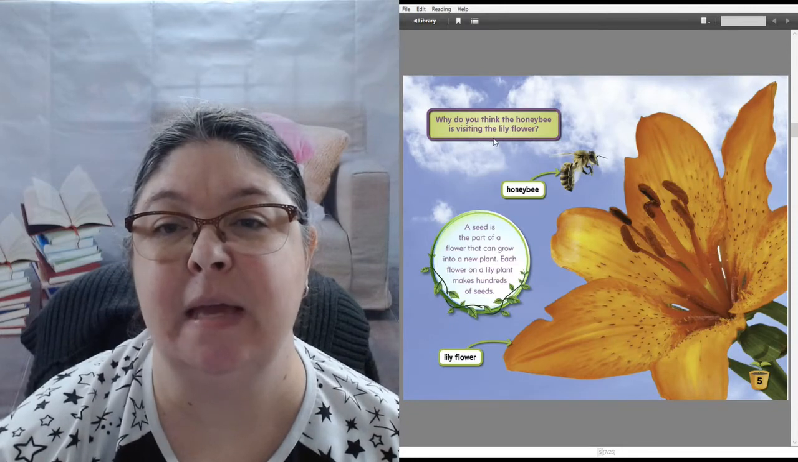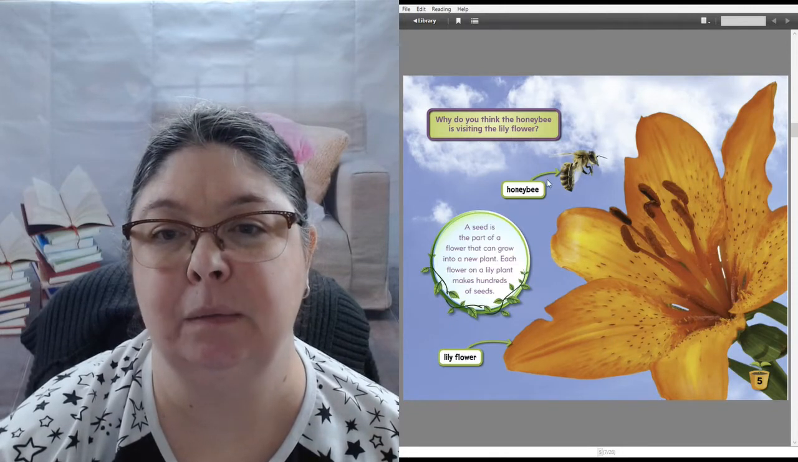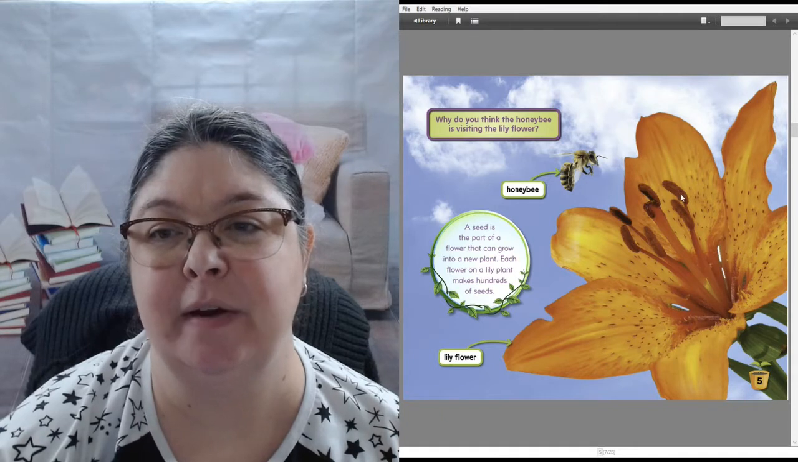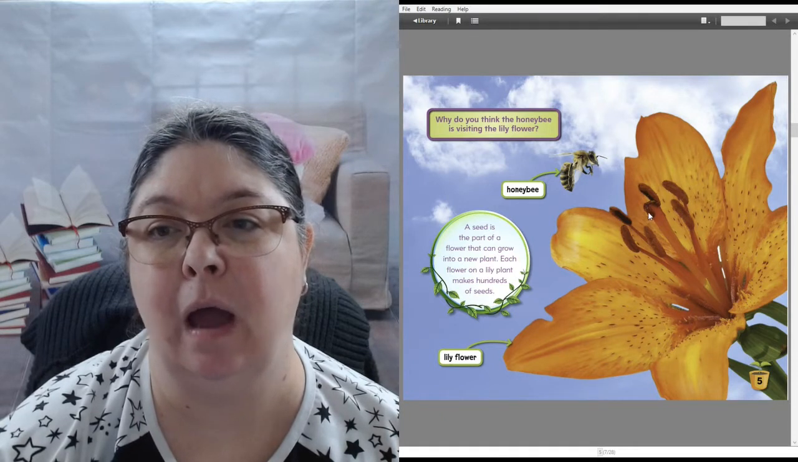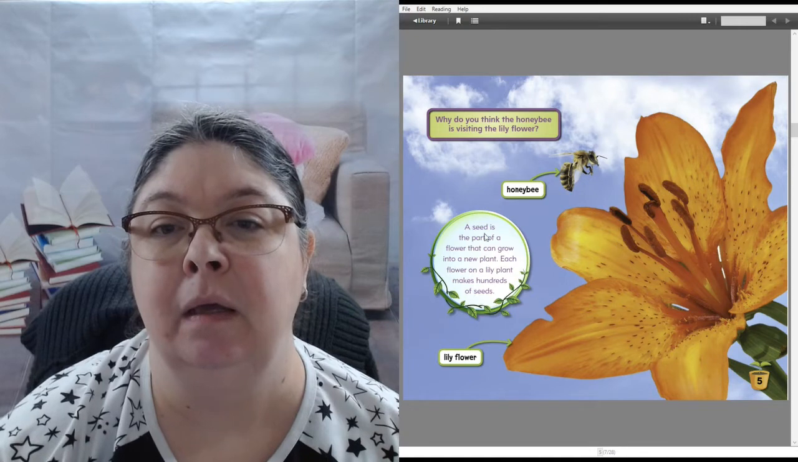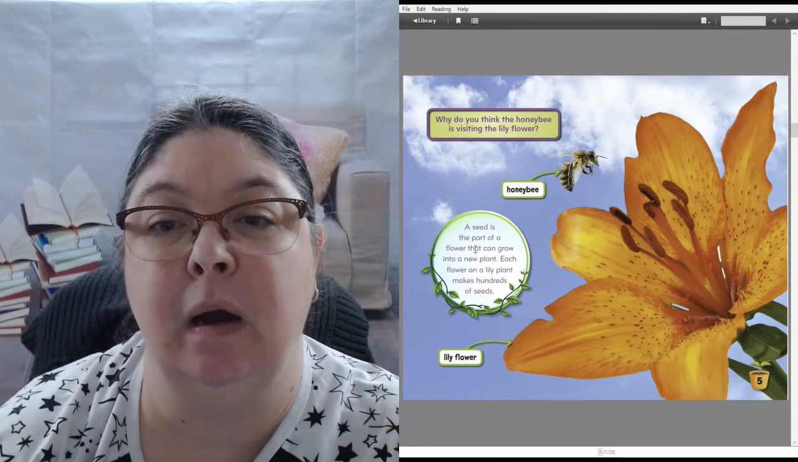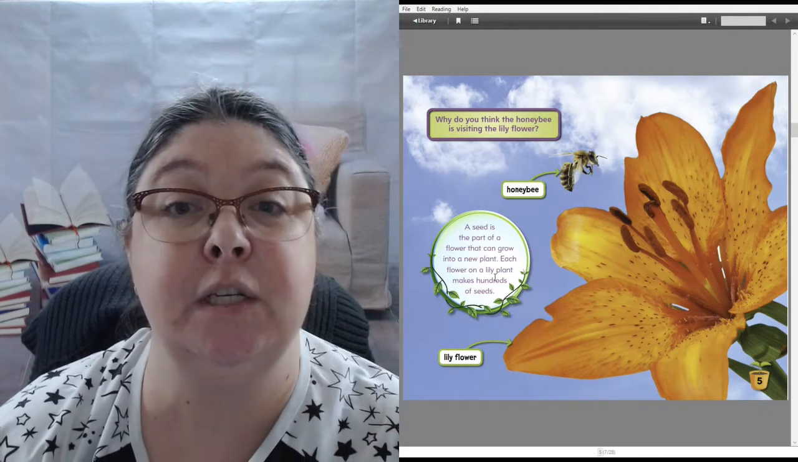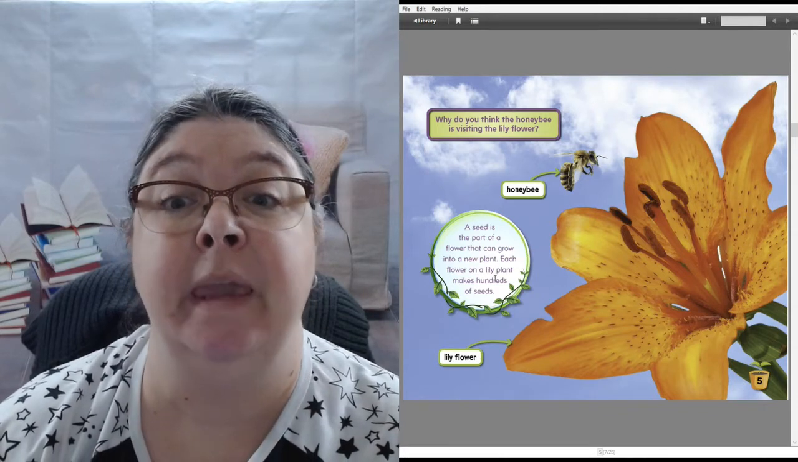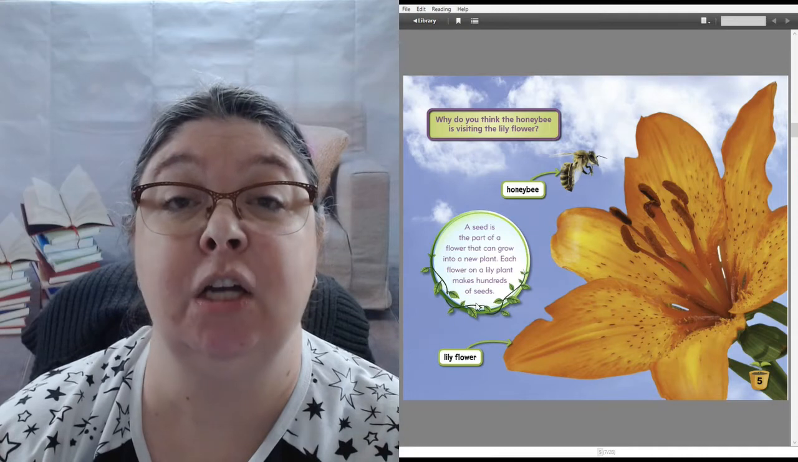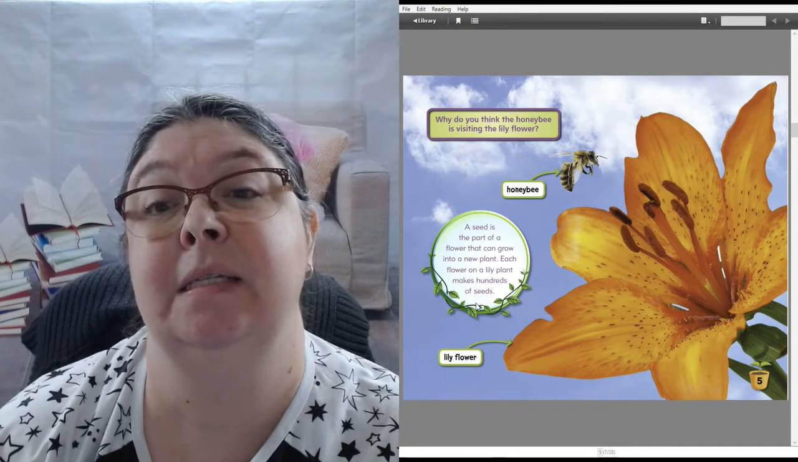Why do you think the honeybee is visiting the lily flower? You can see these parts right here, like we saw in our picture of the lily, is where the pollen is. A seed is a part of a flower that can grow into a new plant. Each flower on a lily plant makes hundreds of seeds.